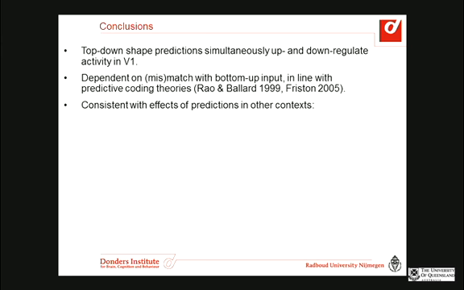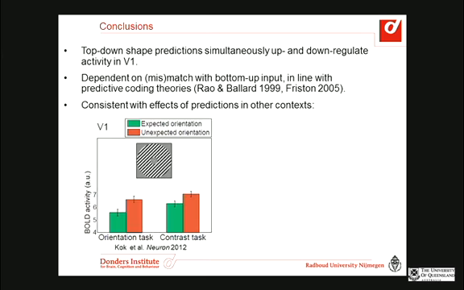And this up- and down-regulation, depending on whether predictions match or mismatch bottom-up input, is consistent with effects of predictions in other contexts. For example, in this study, we looked at something completely different, where subjects had a prediction on which orientation an upcoming grating would have, and when the grating that is shown matches their prediction, we see less activity than when the grating has an orientation that does not match their expectation.